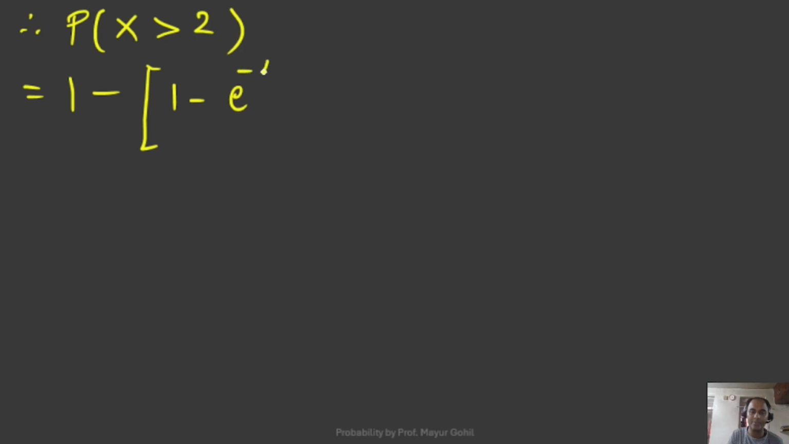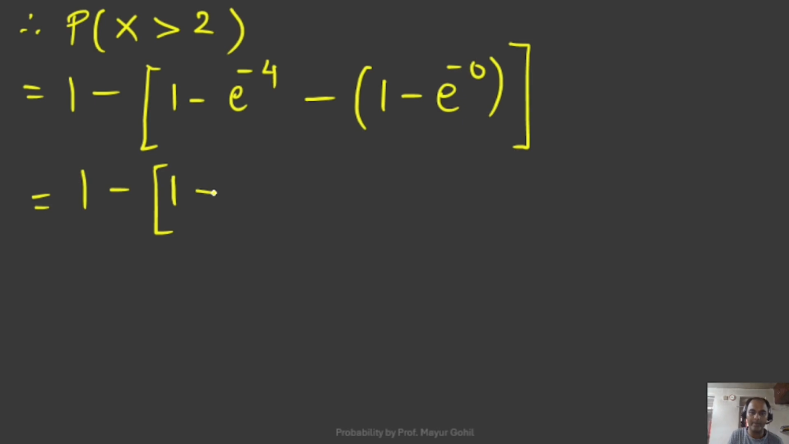So the probability of x greater than or equal to 2 is the same as 1 minus the CDF at 2. So it is 1 minus the quantity 1 minus e raised to minus 4, times 1 minus e raised to minus 0. Sorry, here it's going to be minus 1 and then plus 1.